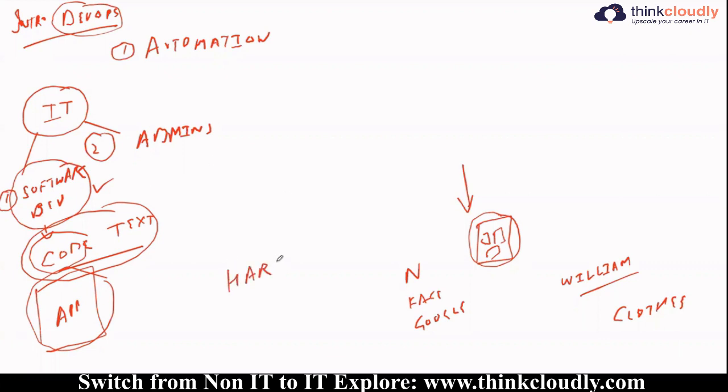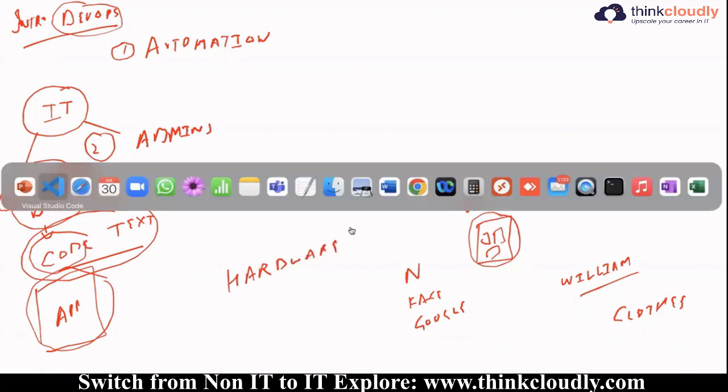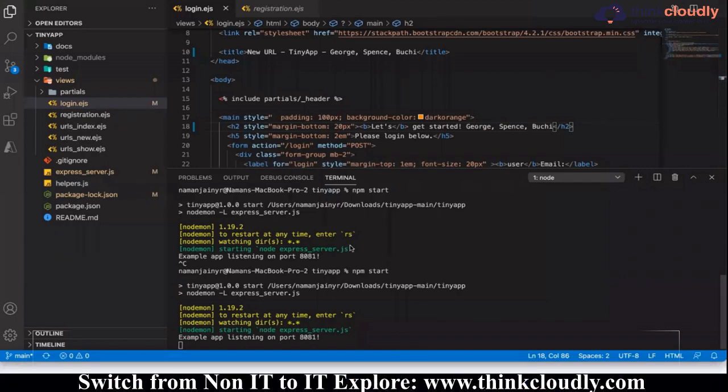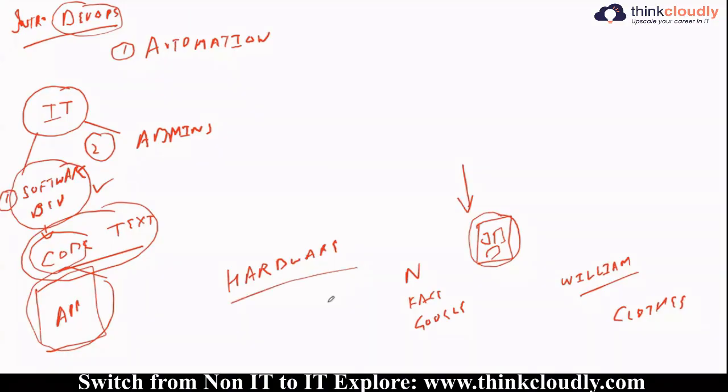Okay, there are two things which IT has. One is software. Software I just showed you. So this is the software which I showed you how it gets built. But we also have hardware. When we say we have the hardware, it means that we have the servers. Okay, we have the servers, we have the computers, we have the machines where this software is going to run.